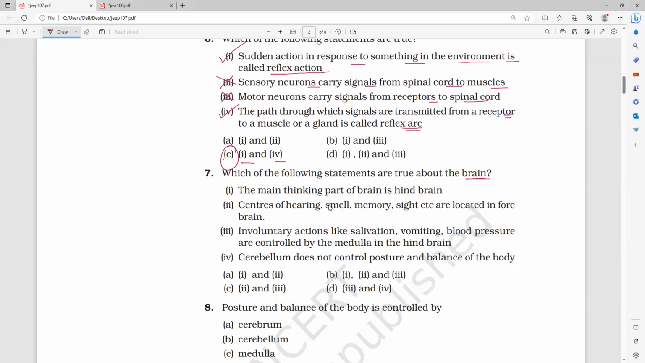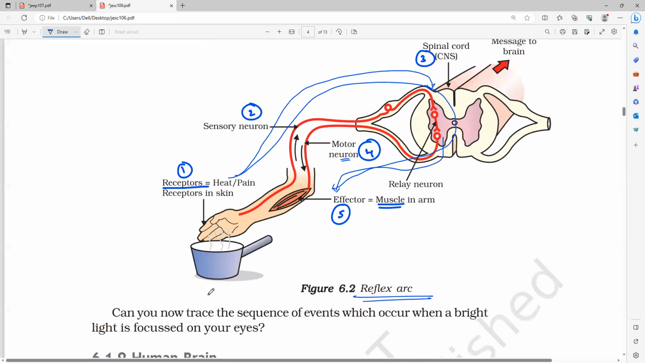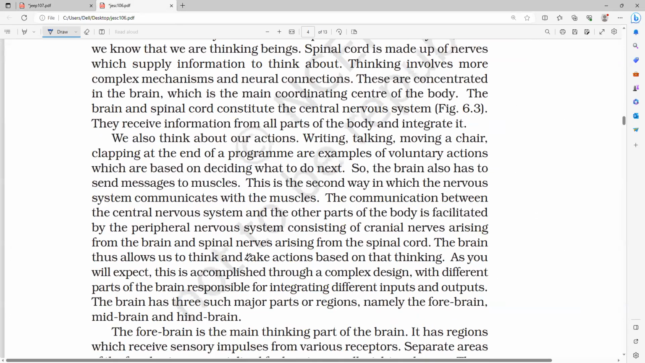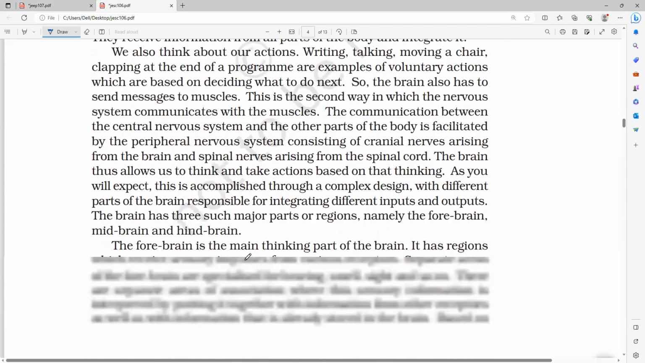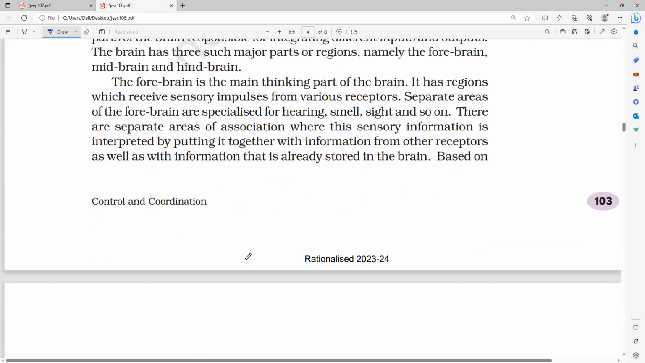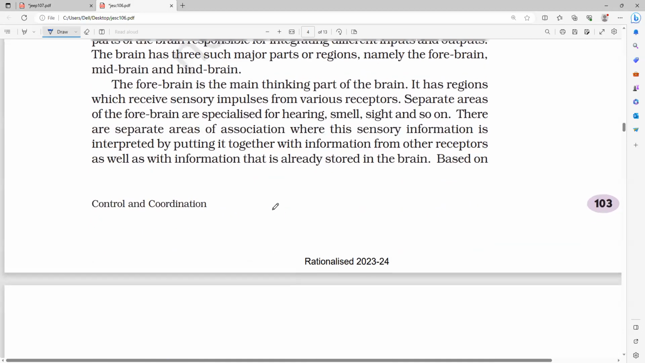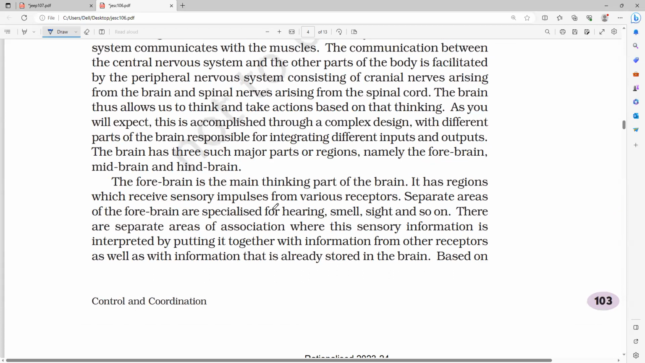They are asking. See that. The main thinking part of the brain is called the hindbrain. Is it the main thinking part? Who is the thinking part? All of you. Main thinking part of the brain, you can see that. Where is it? Which paragraph? Hari? Sir, in the same paragraph, sir. The forebrain is the main thinking part of the brain.